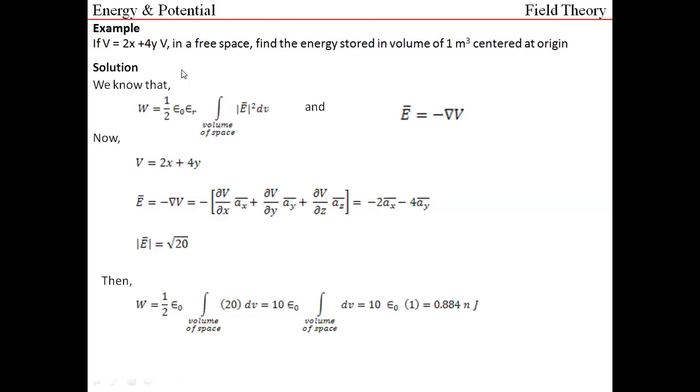So the example can be manipulated with some additional complexity, where we would be required to do integration for calculating the volume. But still, the approach remains the same. From potential, we calculate electric field intensity using the relation of gradient. From electric field intensity, we calculate magnitude, and then ultimately we calculate this integral with the values substituted.